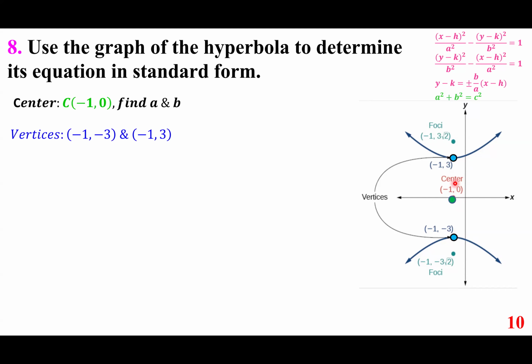So that means this distance must be b. Therefore, the vertices are located b units up and down from the center. They have the same x coordinates. The y coordinates differ by 3 from the center to each vertex, which indicates b. This distance must be 3.